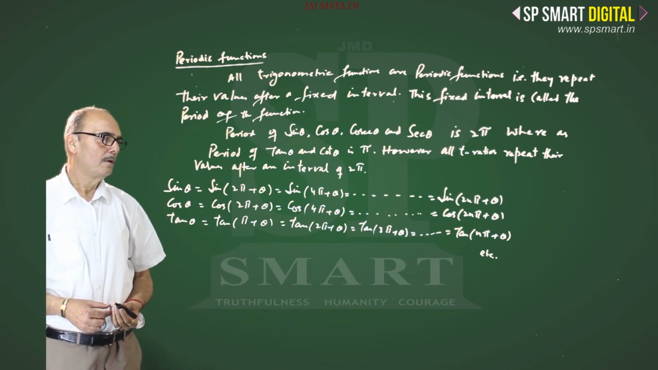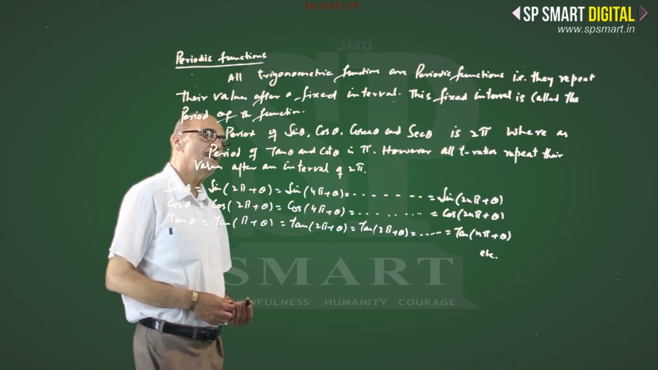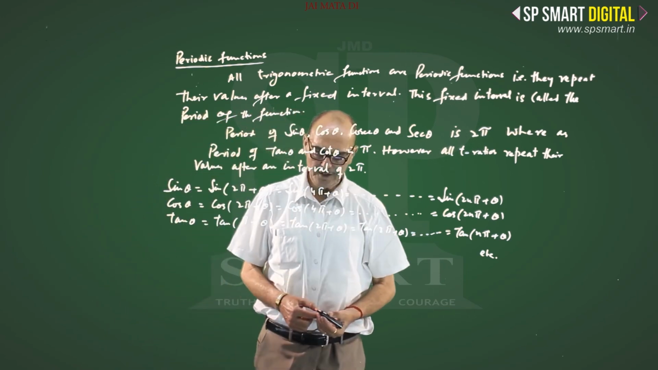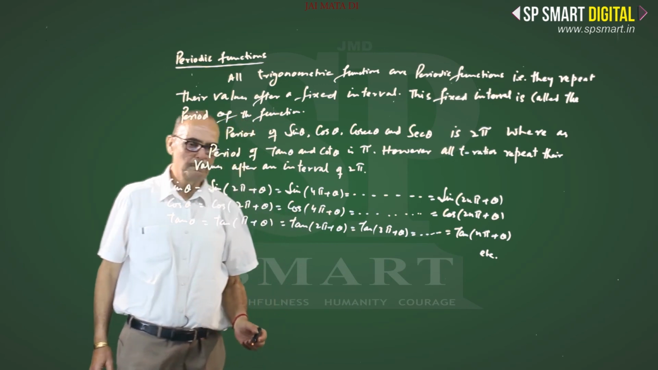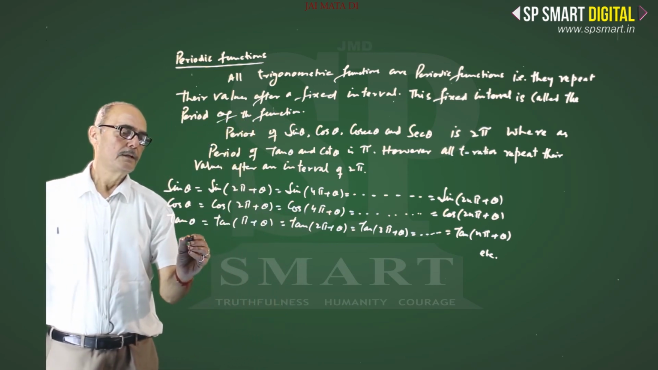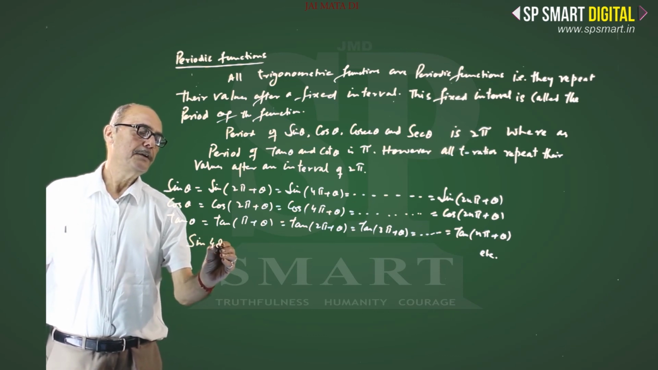Now, we make use of this property of periodicity in finding the values of the trigonometric ratios. For example, sine of 480 degrees.